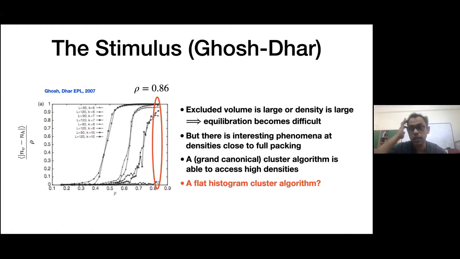So this particular paper made us look for algorithms that are able to equilibrate such systems at high densities. One possibility is a grand canonical cluster algorithm, which is able to do so. But we were quite keen to find a flat histogram cluster algorithm that works for such models. So that will be the topic of this talk.